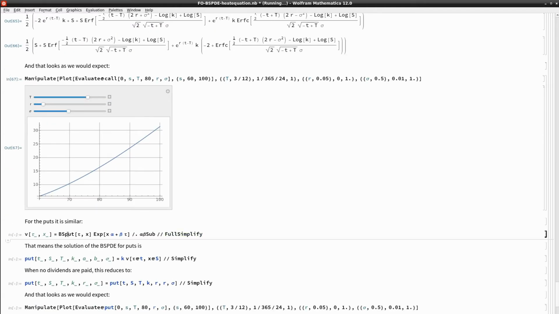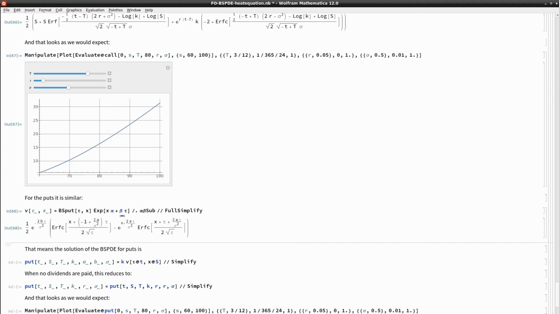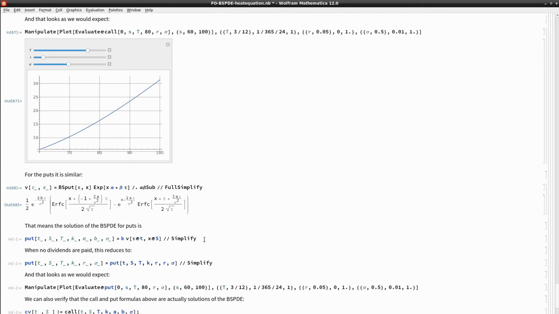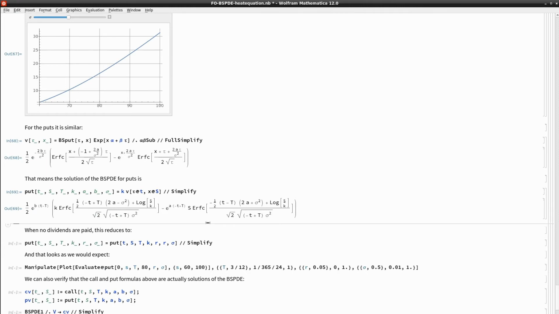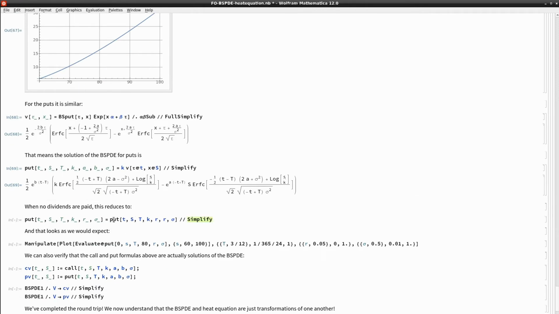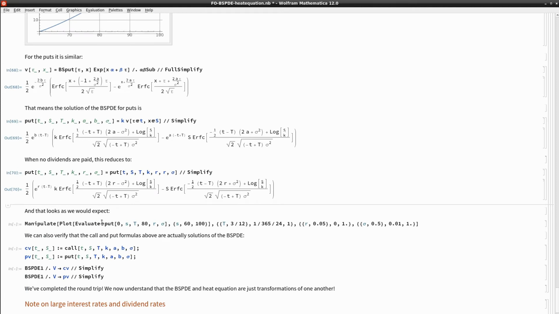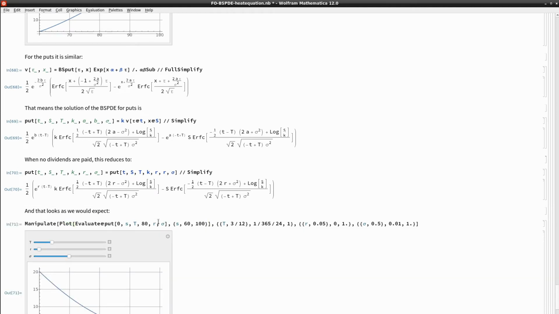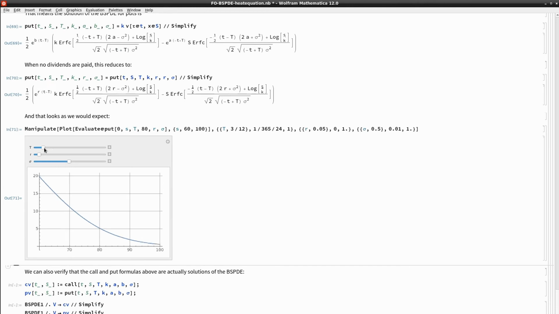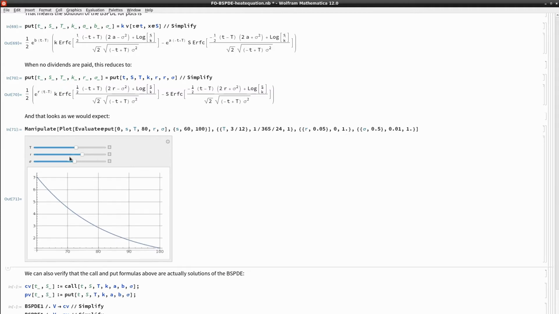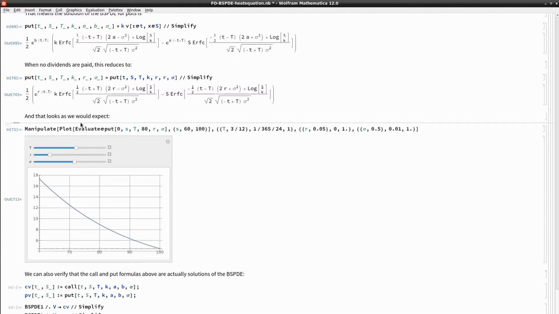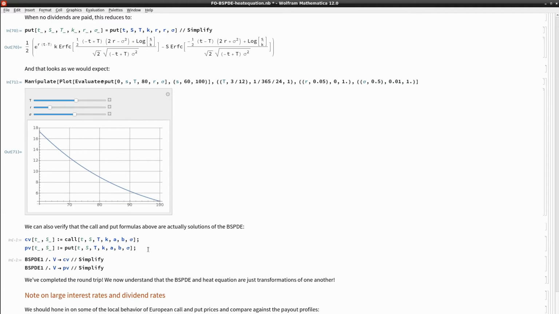Okay, we do something similar for the puts. We perform this substitution. Let's look at it with a Simplify. When no dividends are paid, we get an even simpler formula, and this would behave as we would expect. Let's look at the puts. Again, let's look at a kink for low T and low sigma. We get this kink at 0, and for larger values these things get smoother and the rate makes almost no difference. And we can even verify that these call and put formulas are correct.